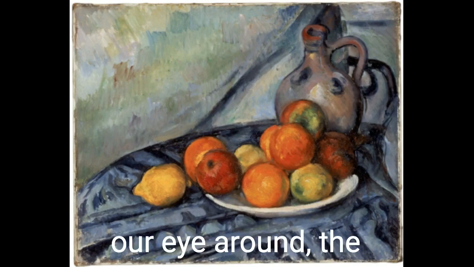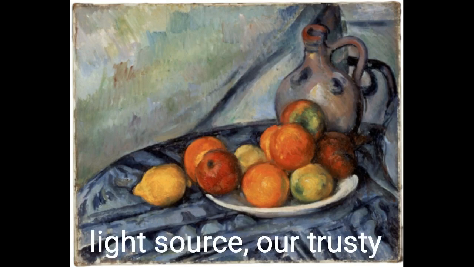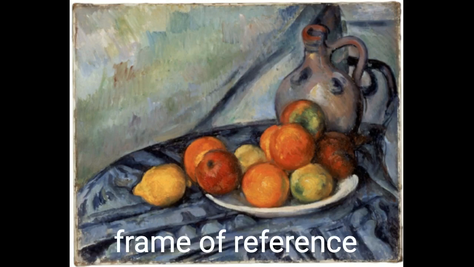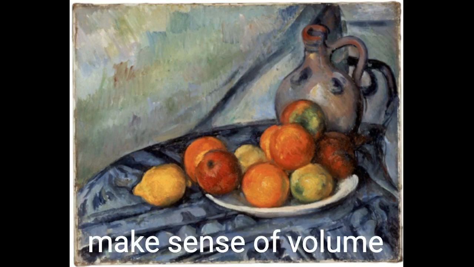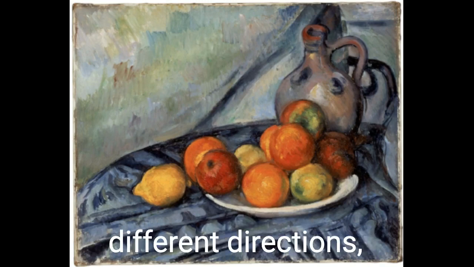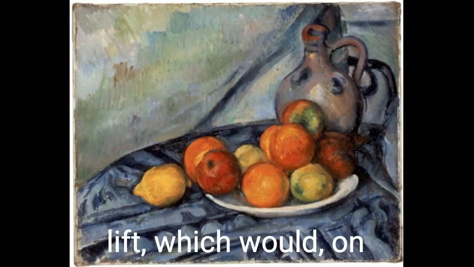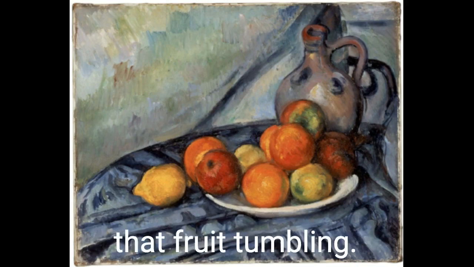But as we sweep our eye around, the fruit isn't adding up. The shadows and light source, our trusty frame of reference as to how we should make sense of volume and space, is betraying us, turning the fruit in different directions and almost giving the table a sense of upward lift, which would, on any normal table, send that fruit tumbling.